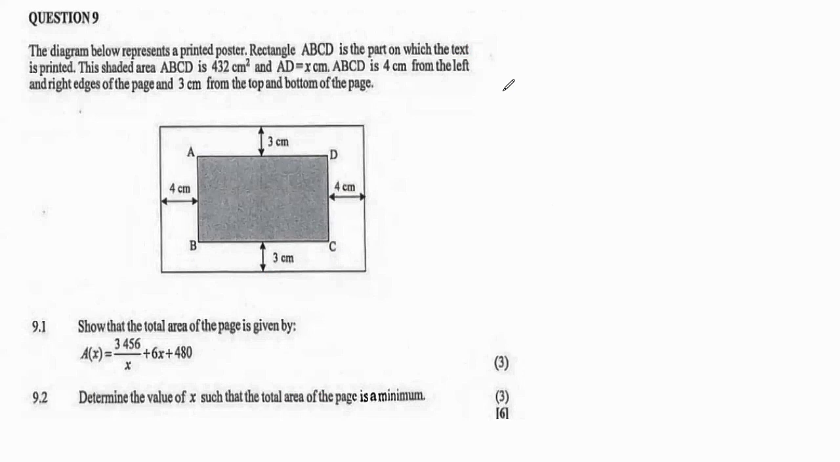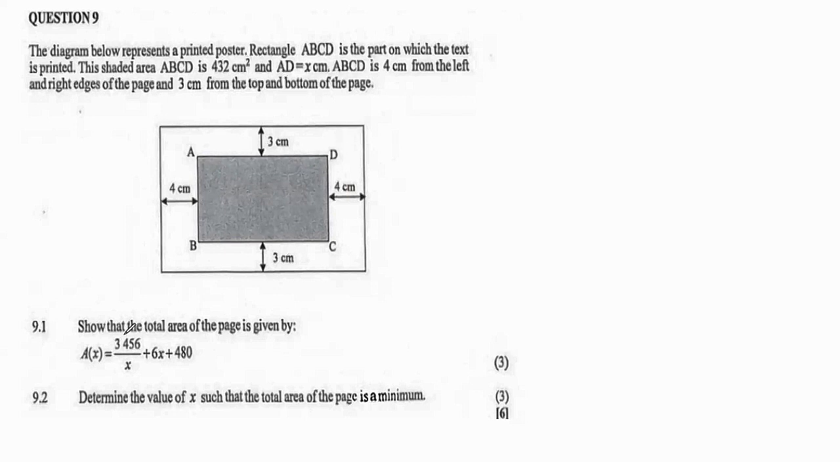Okay, so we have question 9 on optimization calculus, and it says the diagram below represents a printed poster. Rectangle ABCD is the part on which the text is printed. The shaded area ABCD is 432 centimeter squared and AD is X centimeter. ABCD is 4 centimeter from the left and right edges of the page and 3 centimeter from top and bottom of the page. So this is what we are given here. And then as we can see here, 4 centimeter from the left and right, and then 3 centimeter top and bottom. So that's what they said there.